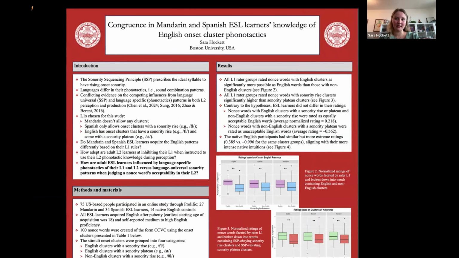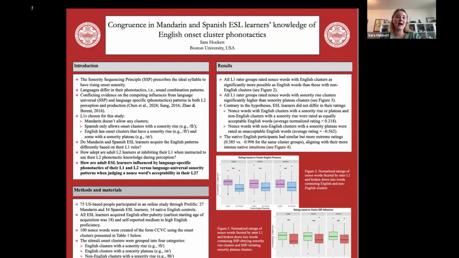And today I'll be presenting what I worked on as a qualifying paper, so kind of like a pre-dissertation work. It's called Congruence in Mandarin and Spanish ESL Learners' Knowledge of English Onset Cluster Phonotactics. So my work really revolves around something called sonority, which is basically the loudness of a segment or a sound.